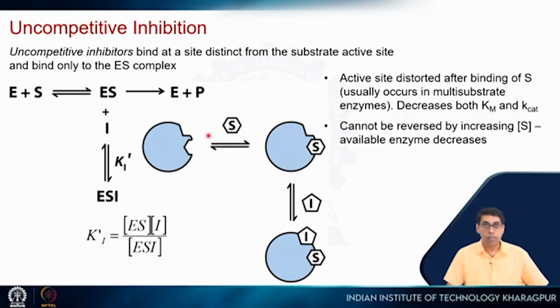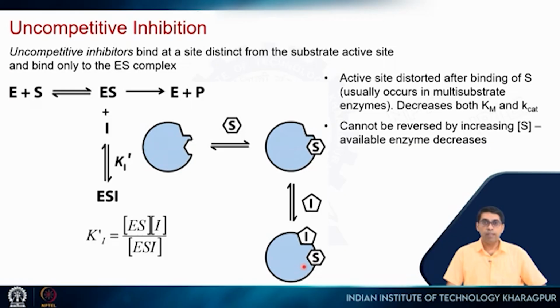So the substrate binds the enzyme and this can go and form the product. However, if the inhibitor is there, it will bind this and form this complex, and it inhibits the enzyme, right? So you can see that somehow binding of the substrate either induces some change in the enzyme where the inhibitor can bind, or the substrate binding itself creates a pocket where the inhibitor binds, right? So the substrate binding actually facilitates the binding of the inhibitor.